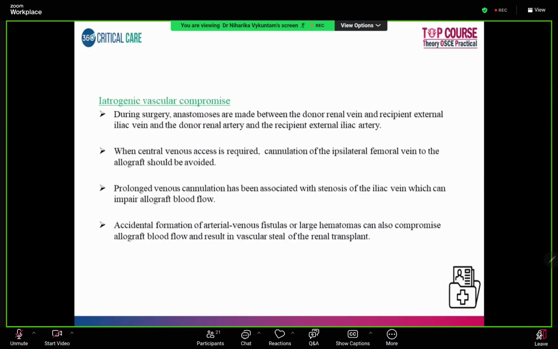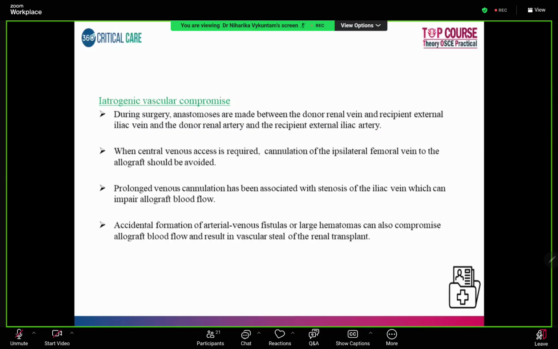Now coming to the iatrogenic vascular compromise. How would we cause a vascular compromise in this kidney transplant patient? So during surgery, the anastomoses, as I told, are made between donor renal vein and recipient external iliac vein, and donor renal artery and the recipient external iliac artery. So important is the recipient's external iliac artery. So whenever you are securing a central venous access in these patients, do not use the same side femoral vein. That is very important. So if you are doing a right kidney transplantation, don't use a right femoral vein.